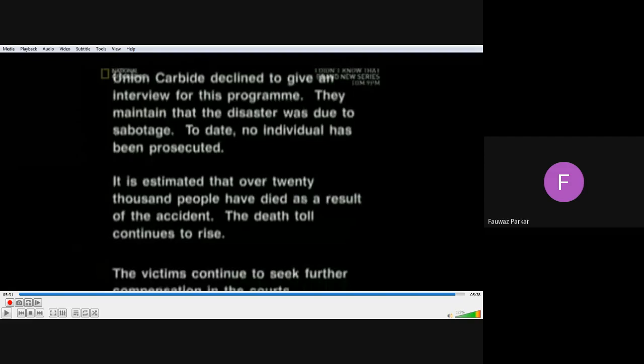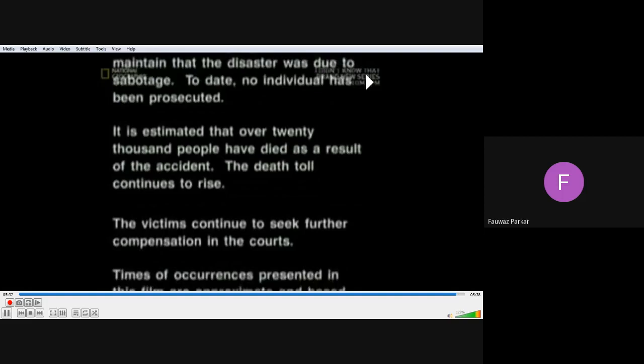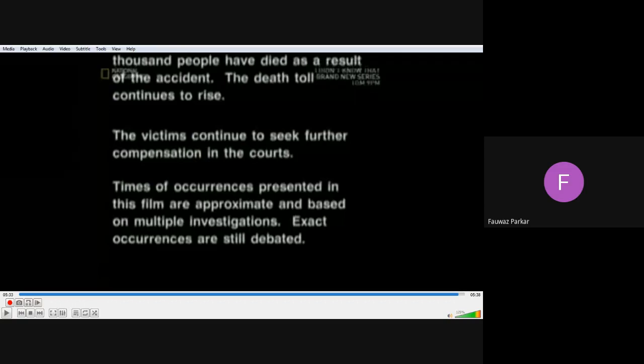So 20,000 people have died. Some died immediately, some died after some time, and still the compensation has not been received. The times of occurrences presented in the films are approximate and not exact, but they are still being investigated, and it is a matter of investigation.